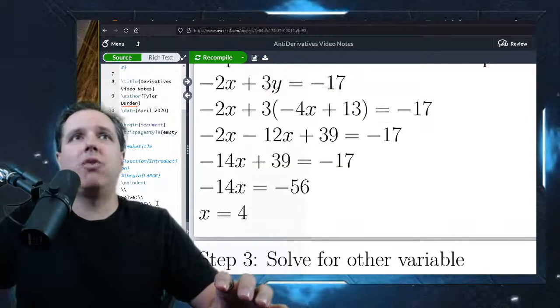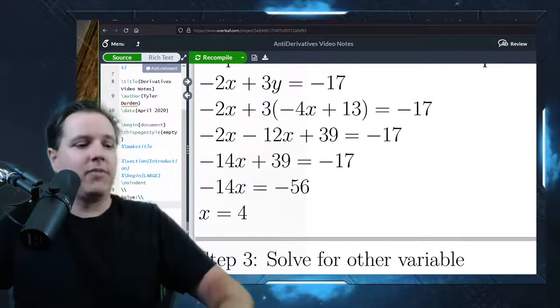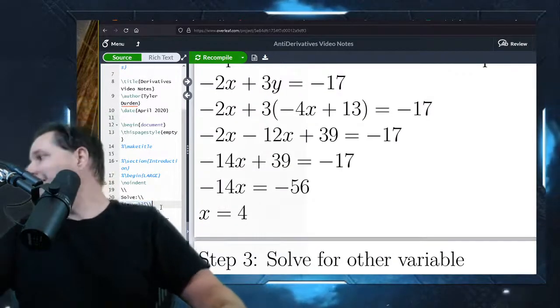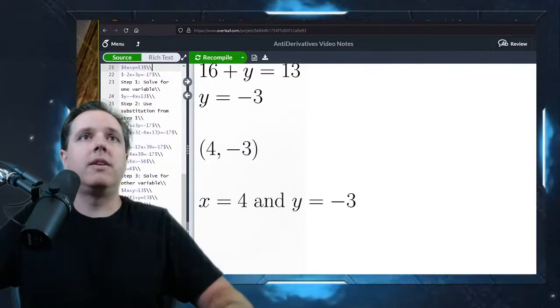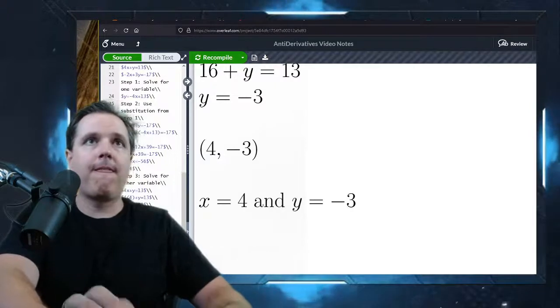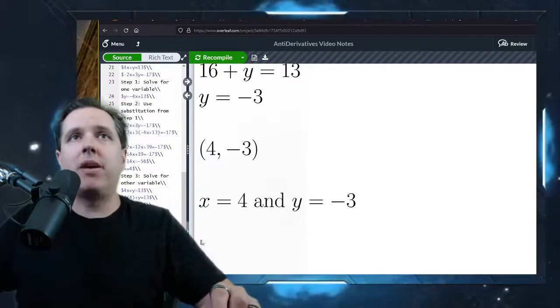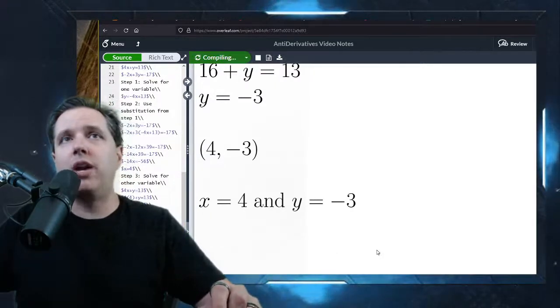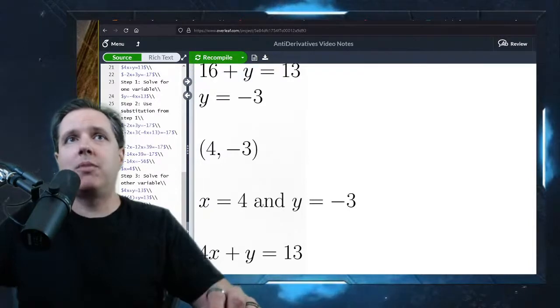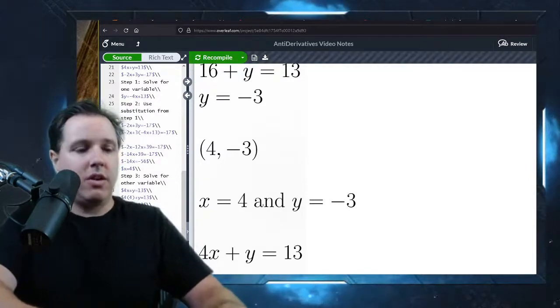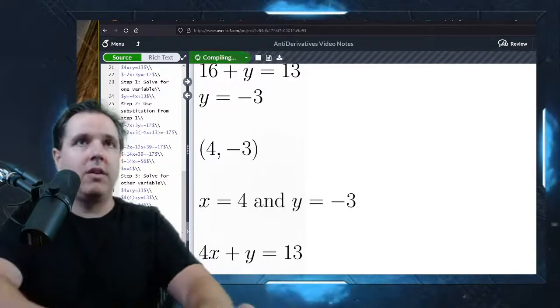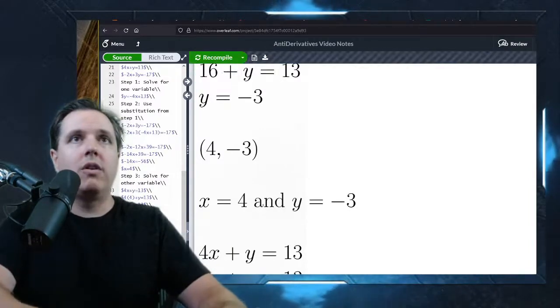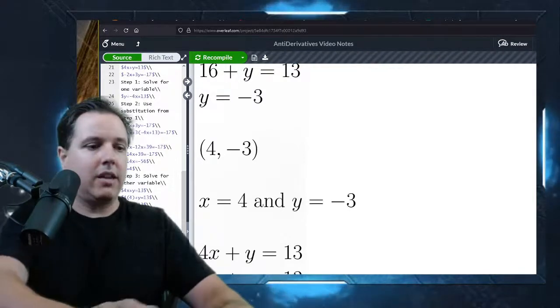So let's just take it one at a time. Let's take our equations. I'm going to take my first equation, which is 4x plus y equals 13, and I'm just going to plug in the values that we found. So 4 times 4 plus -3.